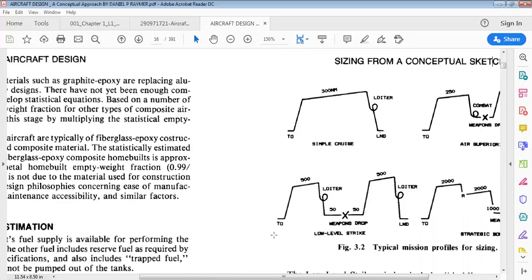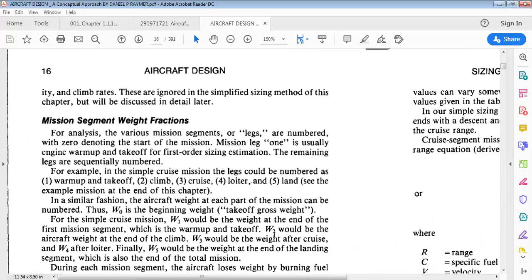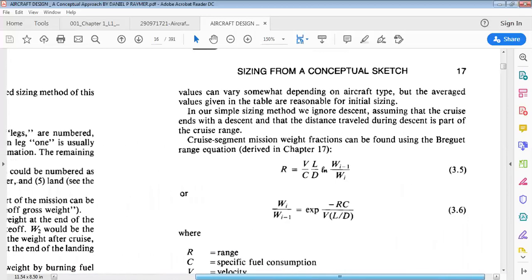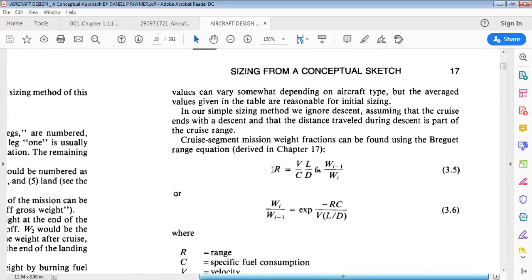Clear? Please make a note of these equations, they are very important. We have the Breguet range equation and the endurance equation, which you will use most of the time. Already I told you about the weight estimations. If I put i equal to 1, i equal to 2, i equal to 3, you can see how I'm going to do the weight estimations here.